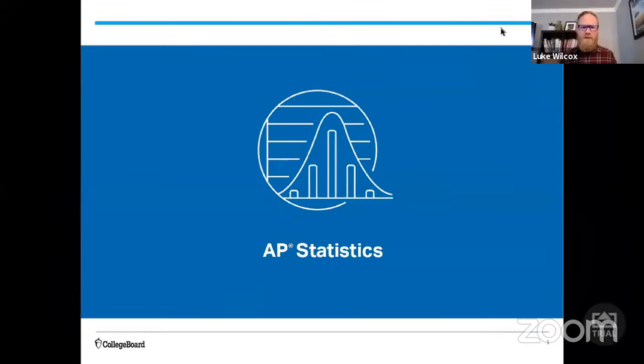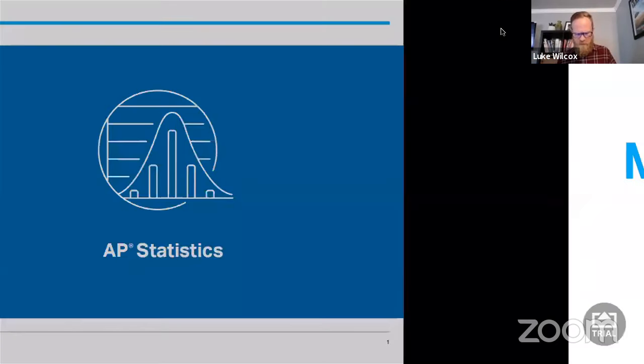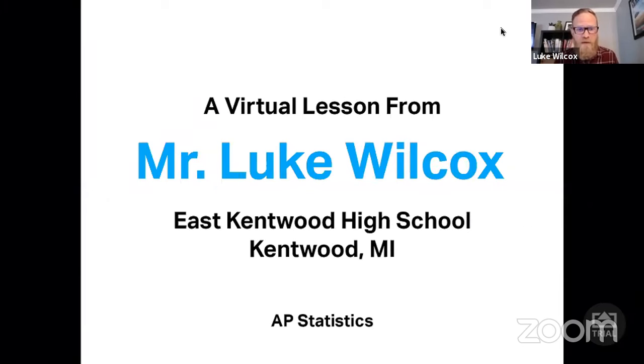So I'm going to jump right into things here, just to make sure, first of all, that you are in the correct place here. This is AP Statistics. I suppose 6th hour is the time slot that we have here. So hopefully you are in the right place. And I'm Mr. Luke Wilcox. I teach at East Kentwood High School in Kentwood, Michigan.